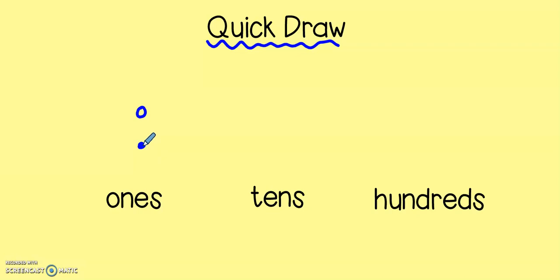can see it. To show a 10, all we need to do is draw a 10 stick. And to show 100, we just draw a square to represent 100 or 10 tens. These are our quick draw reminders.